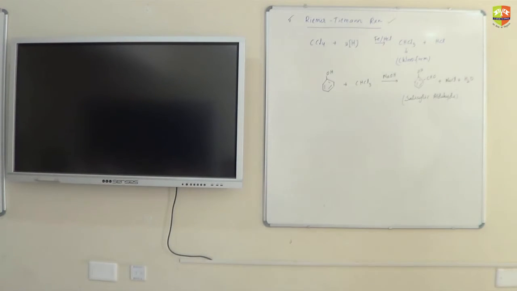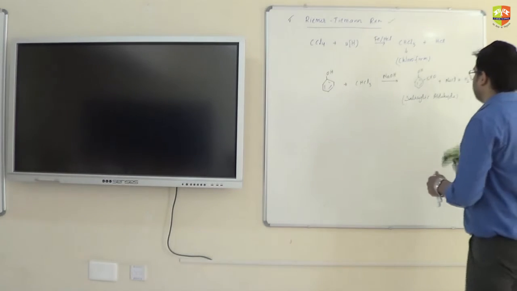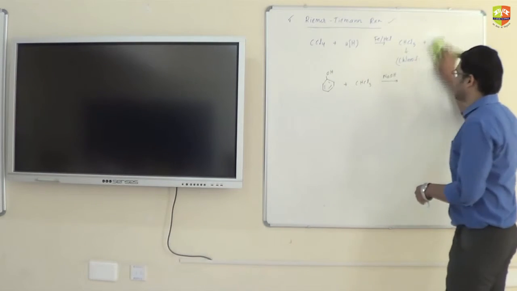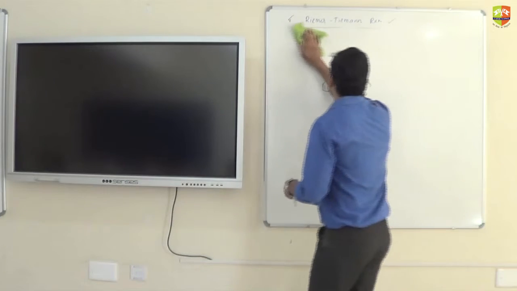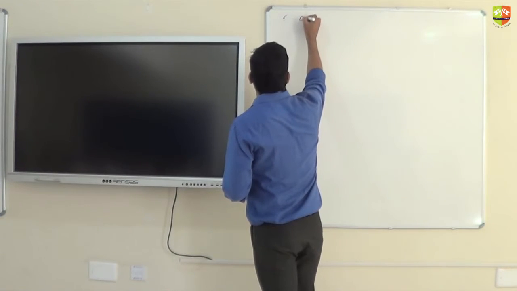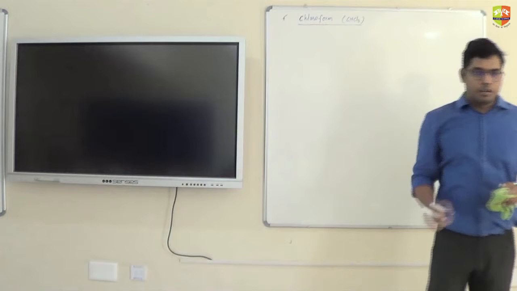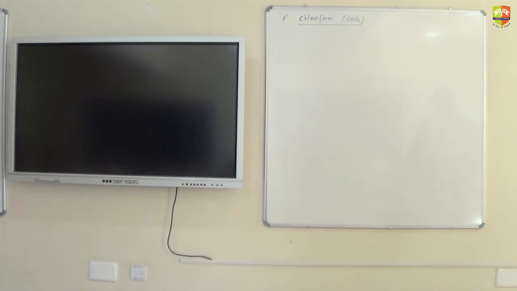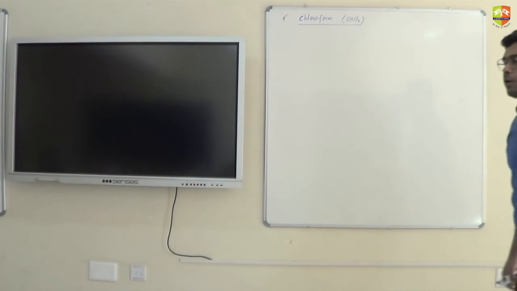Next write down chloroform. Last one for this, after this we'll discuss aryl halide. CHCl3, that is chloroform. Write down in this. It is prepared by distillation. You know what is that? It is prepared by distilling ethanol or acetone with bleaching powder.